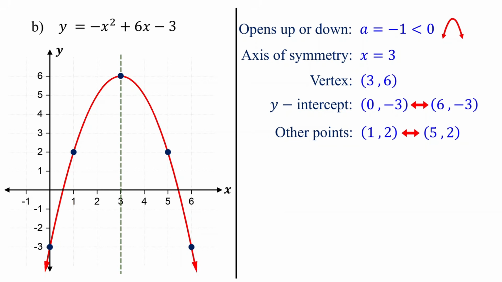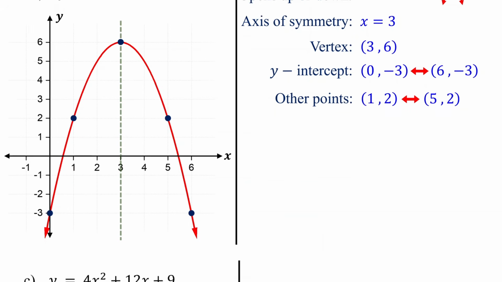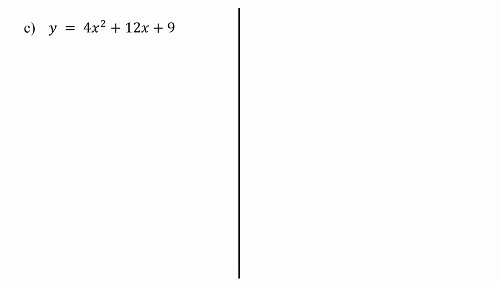Notice that in both this example and the previous one, the parabolas cross the x-axis twice. But in the next example, we will see a case where the parabola touches the x-axis only once. Please feel free to pause the video and give it a try. Since a is greater than 0, the parabola opens upward, right?